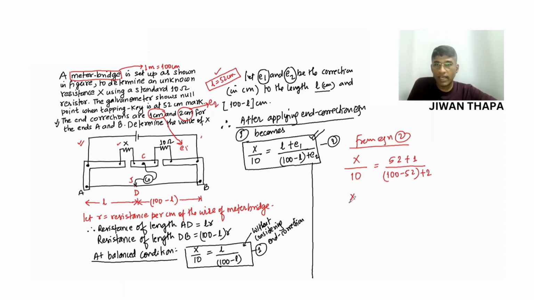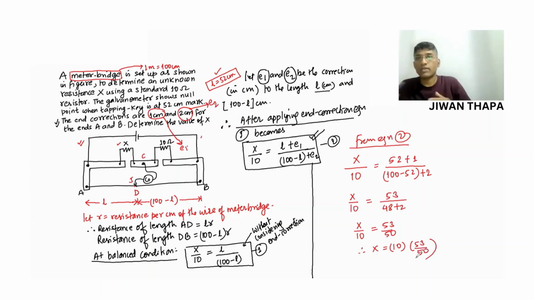So we have x by 10 equals 53 by, this is 48 plus 2. So x by 10 equals 53 by 50. Therefore, x equals 10 times 53 by 50. So let's find this: 530 divided by 50. So we get x, that is the unknown resistance, equals 10.6 ohm. So we can write, therefore, X equals 10.6 ohm. Clear?